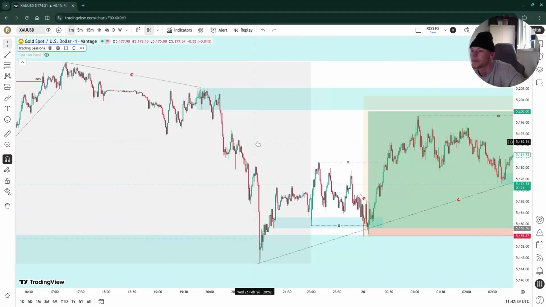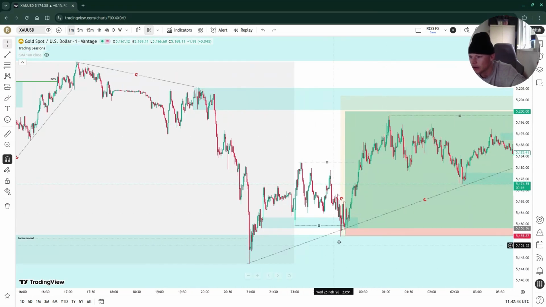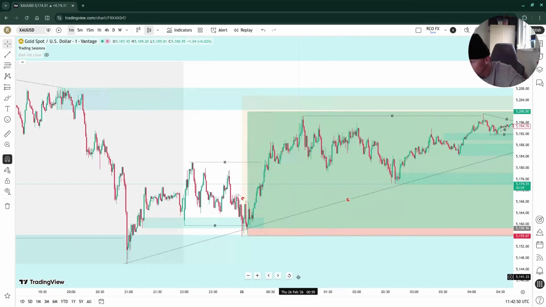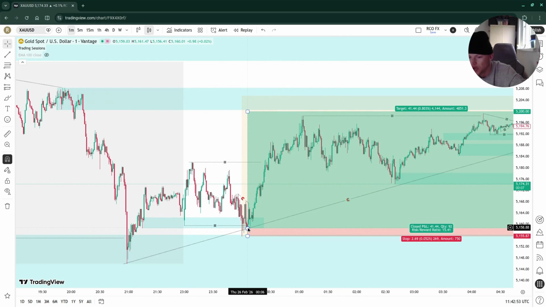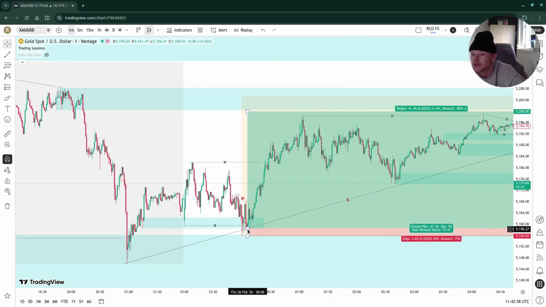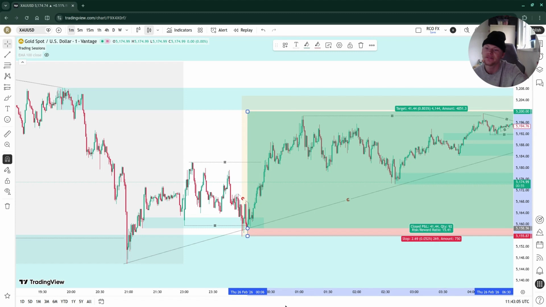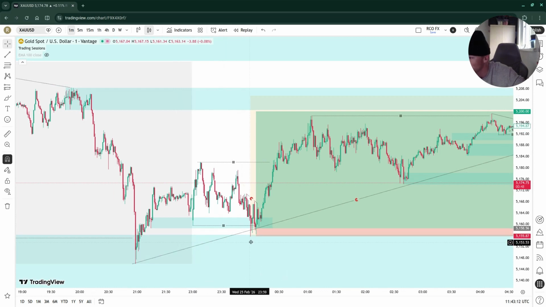So here, look, we had that inducement, took out all the people in longs, enticing people into getting in for shorts, and then we just ended up reversing. So we got in down here. This was our lowest entry. I had a couple, three or four entries in here, but this was our lowest. This was our lowest entry at 5158.56. Our stop loss was down here.